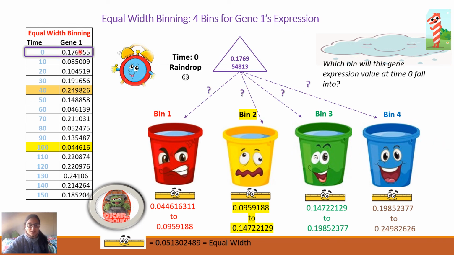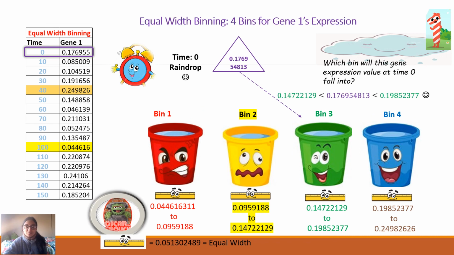So now let's look at the first time point, time 0 for gene 1. It's 0.176955. So at time 0, we have this raindrop here. This is its value. Which bin will this gene expression value at time 0 fall into? Will it fall in bin 1, bin 2, bin 3, or bin 4? Which one? This is its value over here.